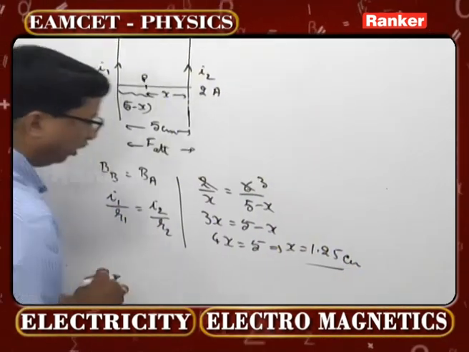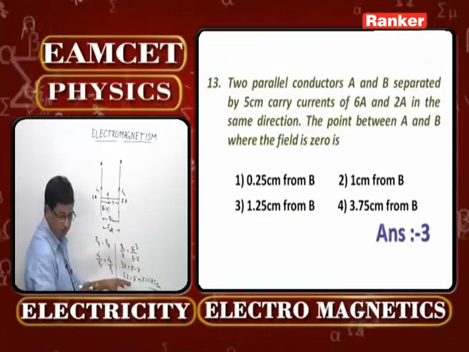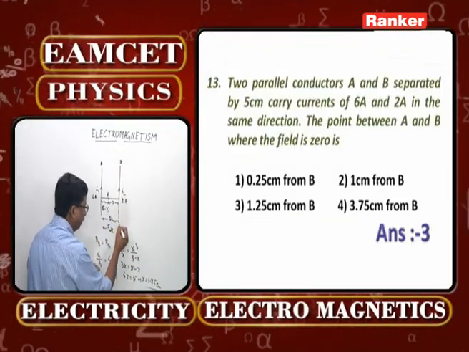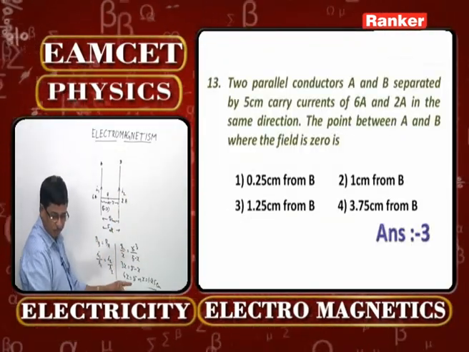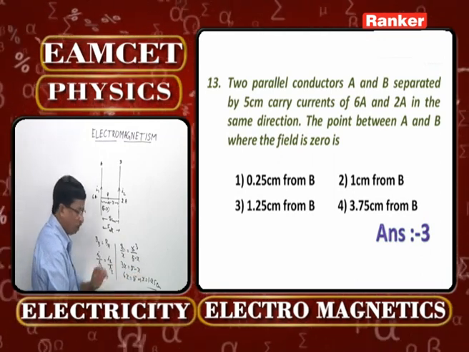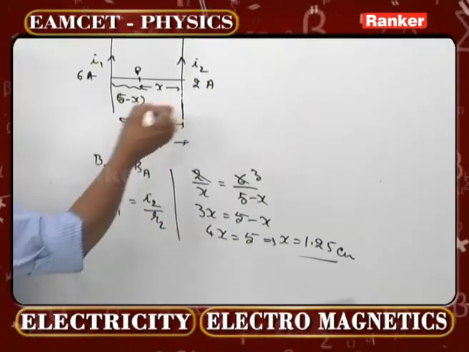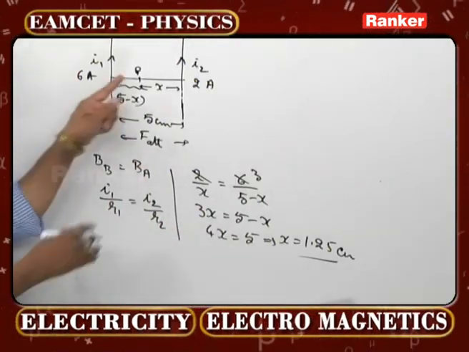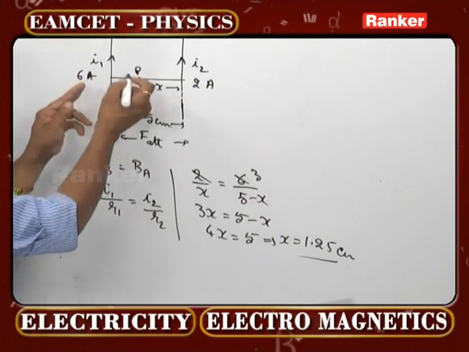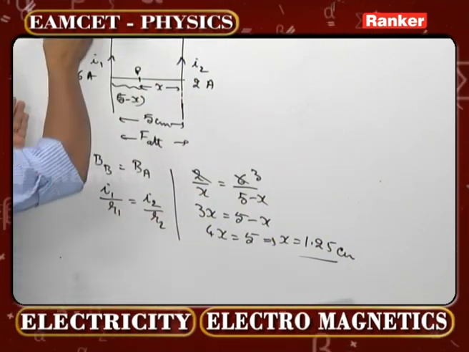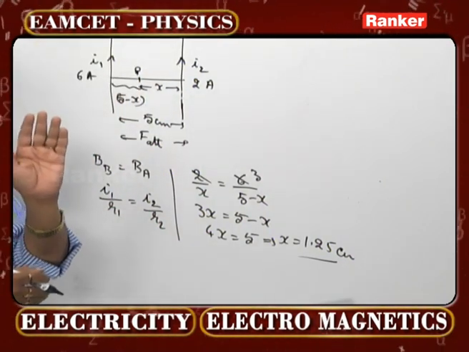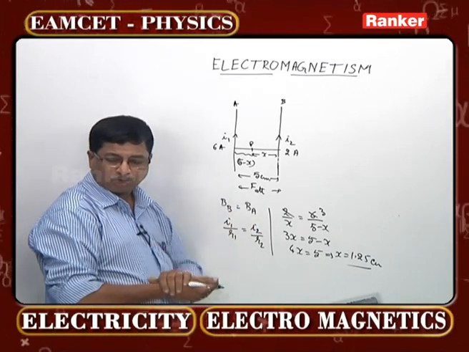1.25 centimeter. Where from is it 1.25 centimeter? From the second wire. So your option tallies with 1.25 centimeter from B. That means the third option is correct for this question number 13. But be careful, if the directions are opposite, then this point lies outside the wire which is carrying the least value of current. Look at the next problem now.